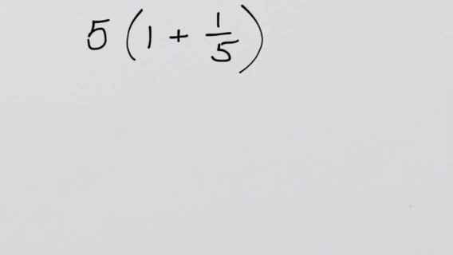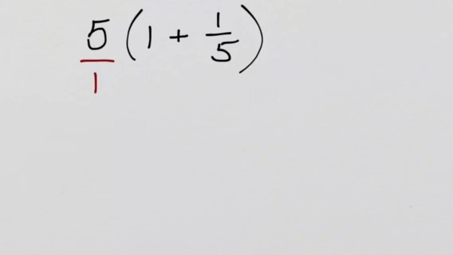Okay, let's try some more of the distributive property. This time, as you can see, we've got a 5 that's going to get distributed to a 1 plus 1/5. Before I get started on this problem, I want to call your attention to the fact that the 5 is going to get distributed to a 1/5.